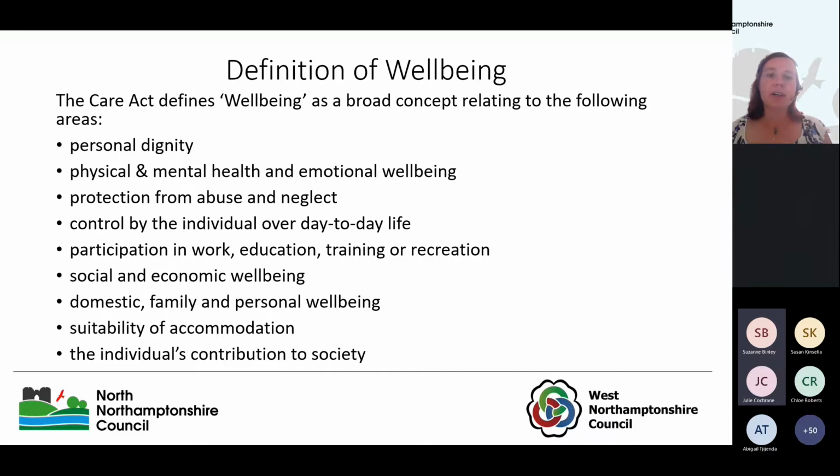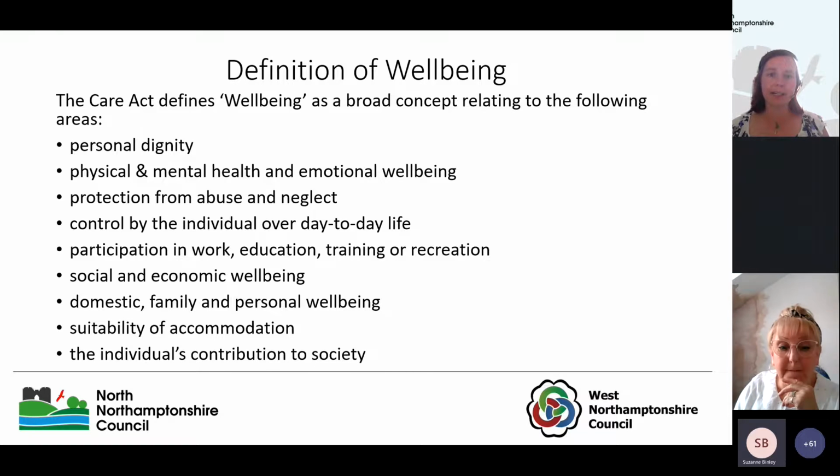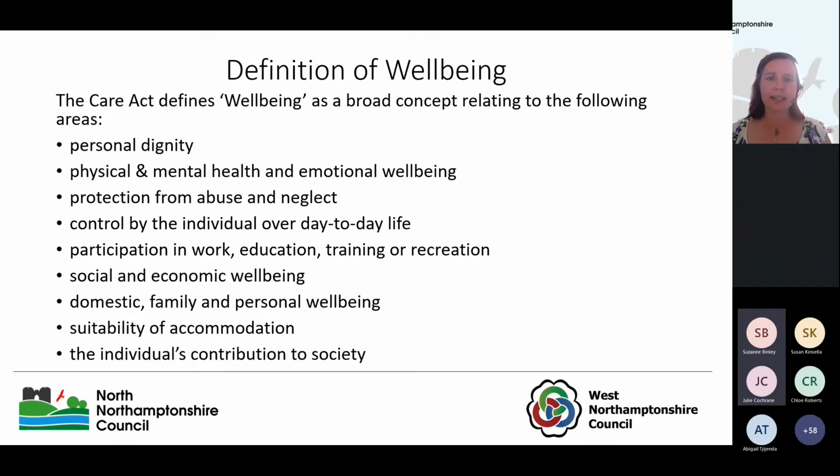We've got social and economic well-being as well. So, having enough money and enough social well-being to keep us happy and safe. That we've got domestic, family and personal well-being. So not everyone has that within their lives as well. That we've got suitable accommodation. And that the individual's able to contribute to society. So that's in a way that, whichever way they think is important and they'd like to do it. So that covers quite a lot in that list. It's quite comprehensive. And these are the sort of areas that we're looking at when we're thinking about well-being.